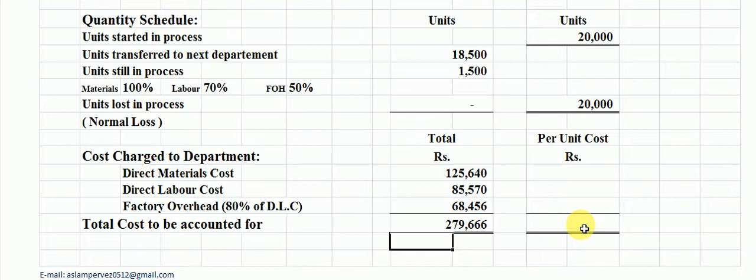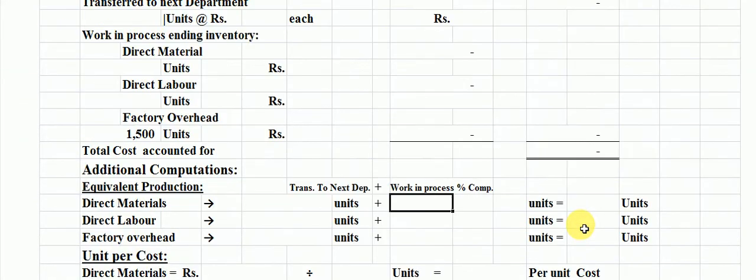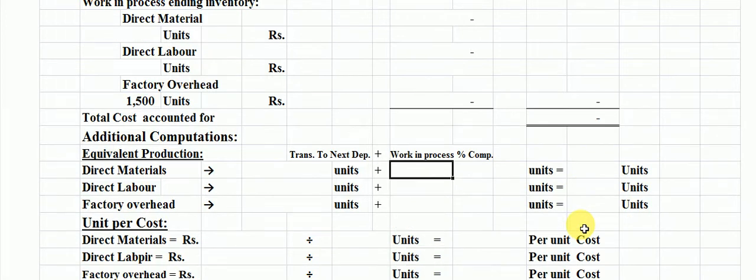Now students, we move to section number 4 to find out the equivalent production. This is section 4. In this we have to find out the equivalent production as well as the cost per unit in material, labor and FOH.